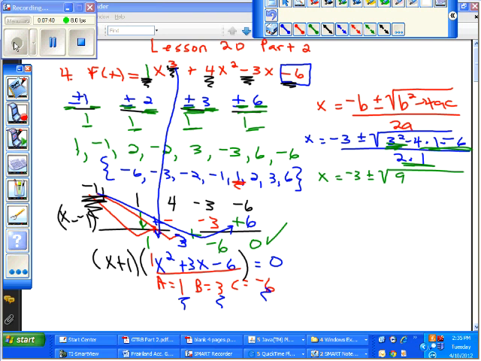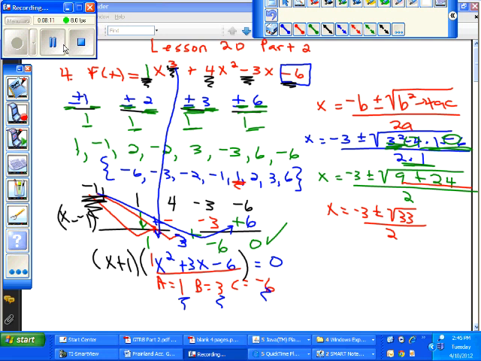And then 4 times 1 is 4, and 4 times 6 is 24. There's an even number of negatives, so the answer is positive. All over 2 times 1 is 2. Now we can do the addition. We get x is equal to negative 3 plus or minus square root 33 over 2.